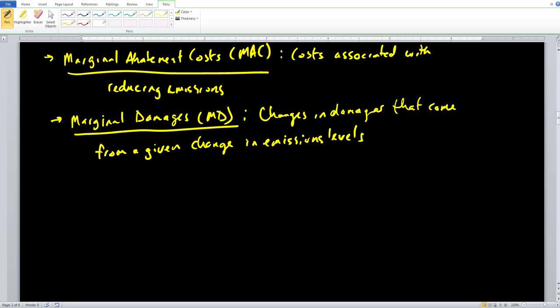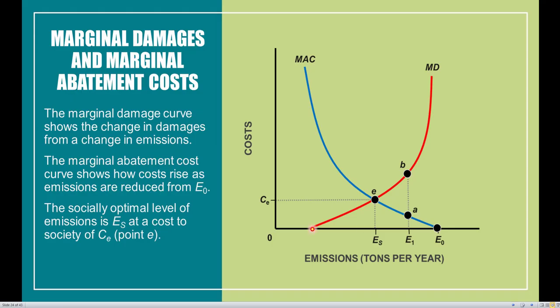So here, let's go ahead and focus in on the marginal damages. We read this from left to right. It just tells us the more and more emissions or pollution that we have, the higher the damages are going to be. So let's go ahead and suppose that we're operating at E1 emissions or E1 pollution within the economy.